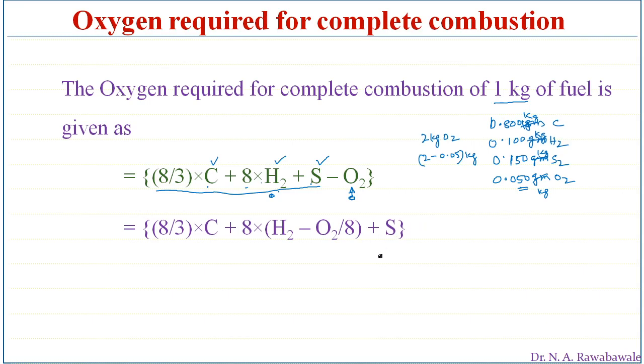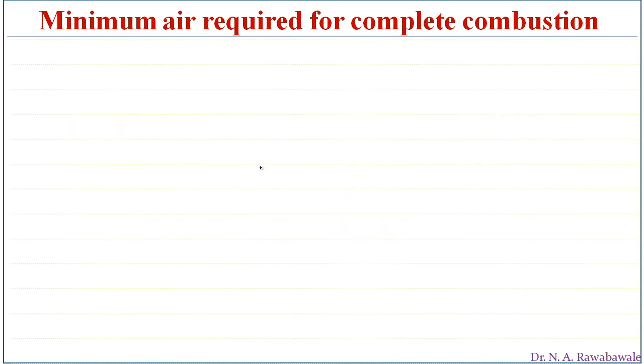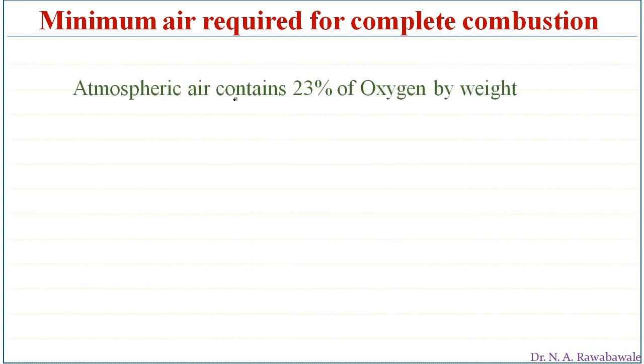Now this oxygen is taken from air. Air contains oxygen, and that oxygen is to be extracted for combustion. How much air is required for combustion, that we have to find out: the minimum quantity of air required for complete combustion of fuel. If we say atmospheric air contains 23% of oxygen by weight, the rest, 77%, are other constituents present in the air by mass. So 23% is the only oxygen.